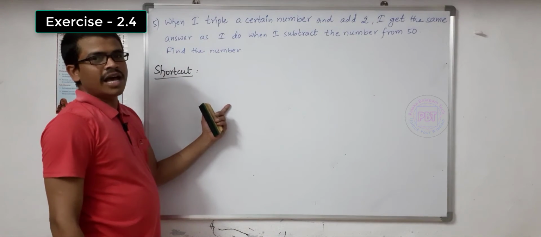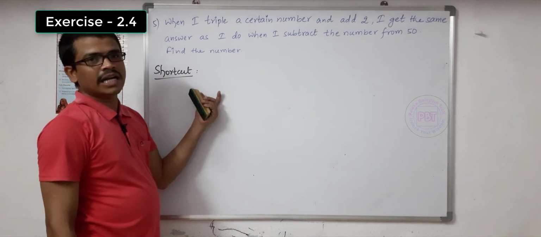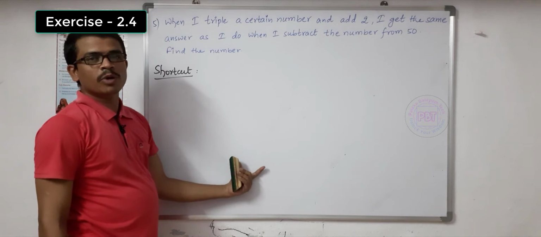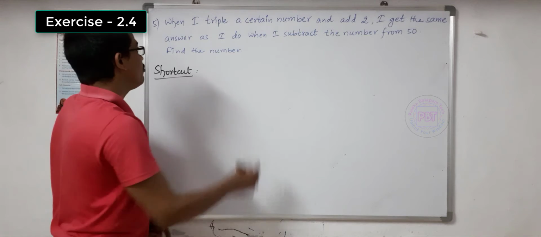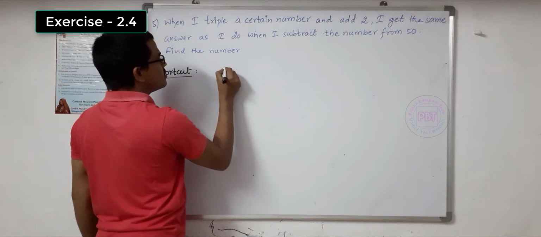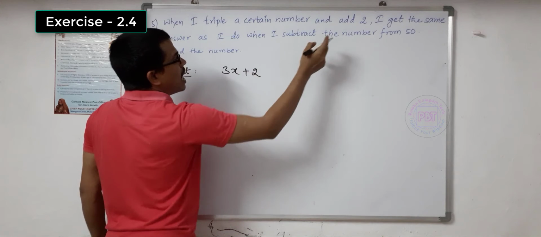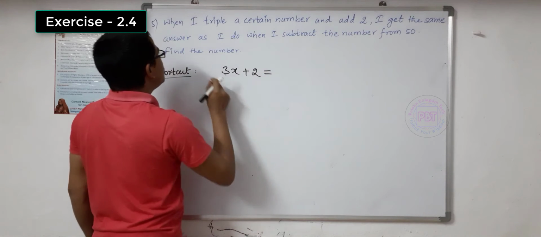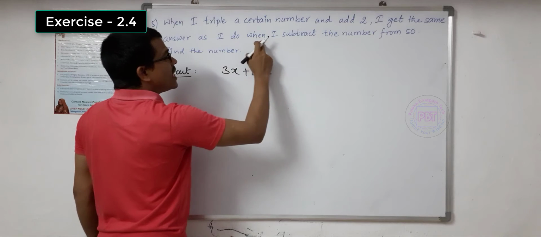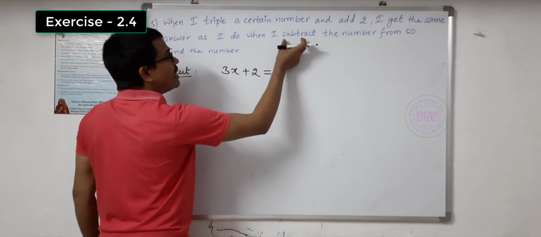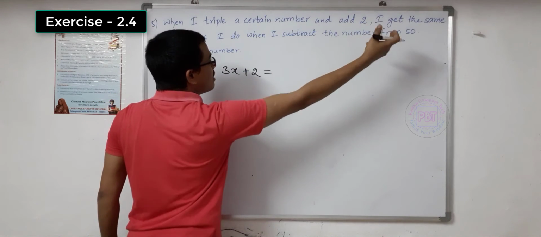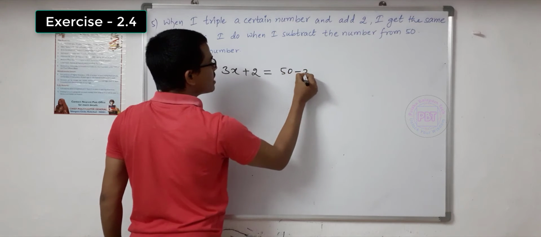Okay. Now let us see the shortcut method. In this method, I am not going to write all the steps. Directly I will write the simple equation and directly I am going to find the value of the variable. If you observe here, triple a certain number is 3x and add 2. I will get the same answer. This is equal to, as I do when I subtract the number from 50, that is 50 minus x.